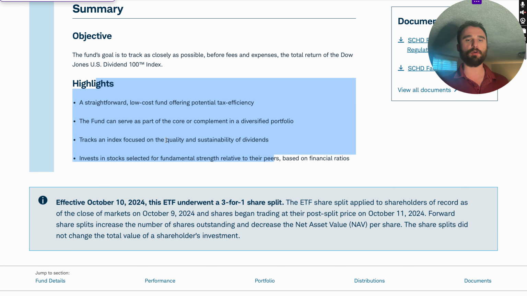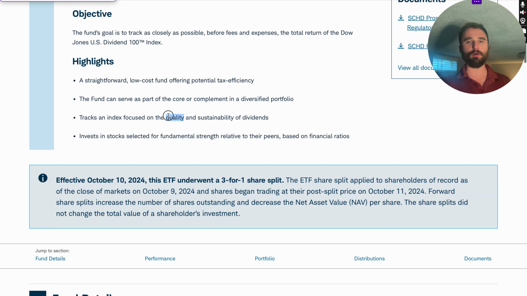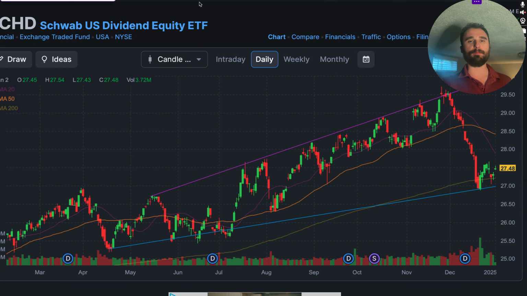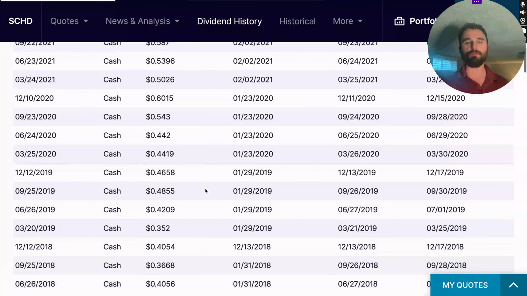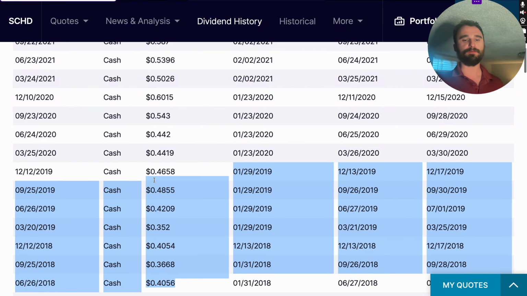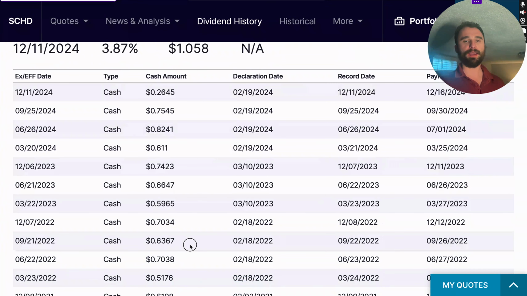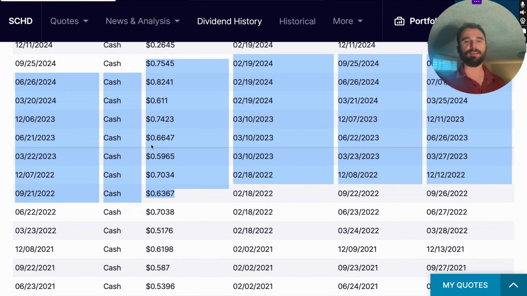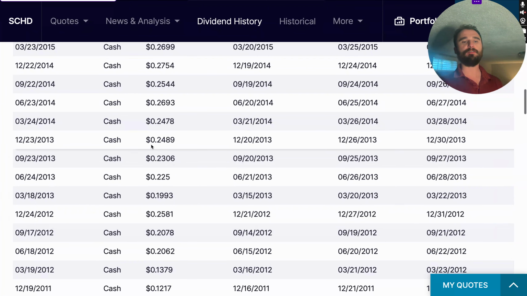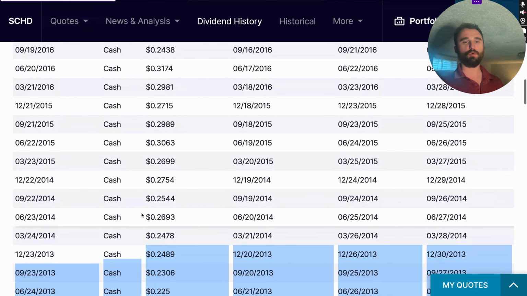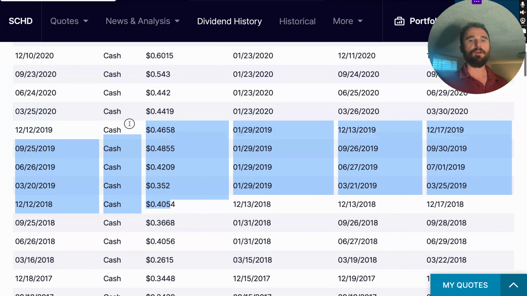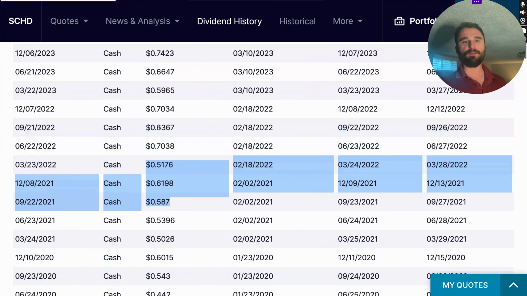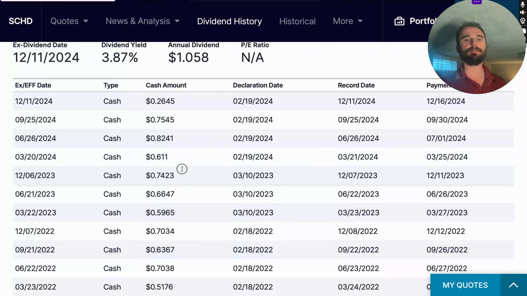Tracks an index focused on the quality and sustainability of dividends. That's the focus, quality and sustainability. If you look at the dividend history for this ETF, you can see that the dividends have gone up since 2018, for example. 40 cents, now they're paying 70 to 80 cents, 60 cents. So these dividends have gone up, especially since 2013, 2014, 25 cents, 35 cents in 2017, 40 cents, 50, 60, 70, hitting 80 now.